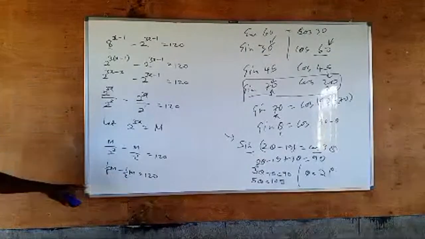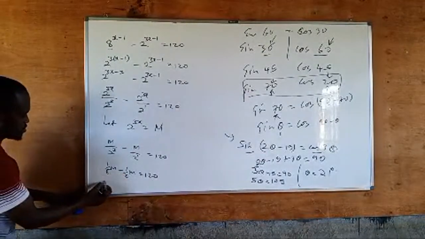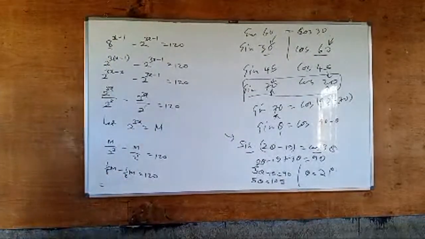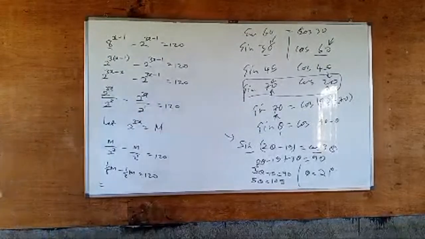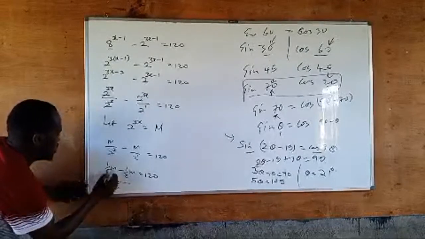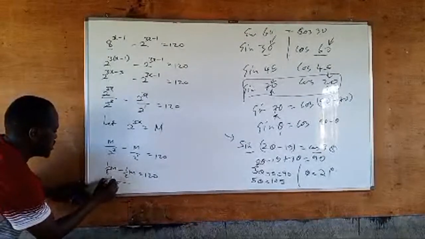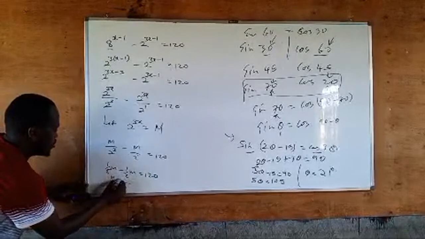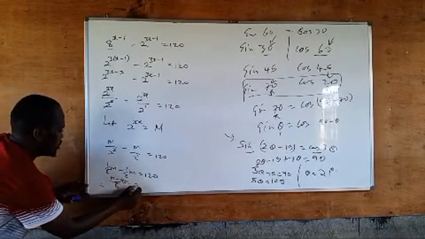So tunaongea hapo na kitu 1 over 8, tunaweza ka LCM, inakuja 1, inakuja m minus 4 m equals to 120.